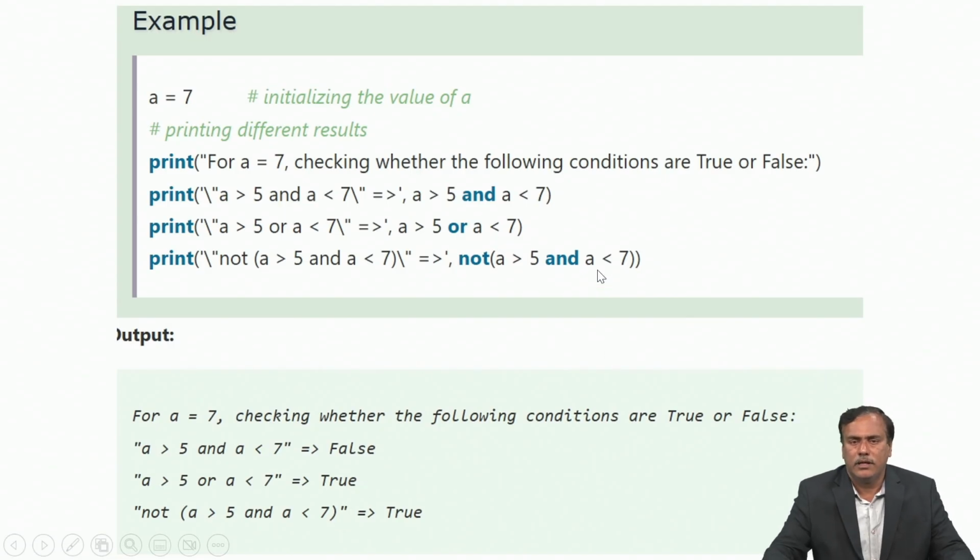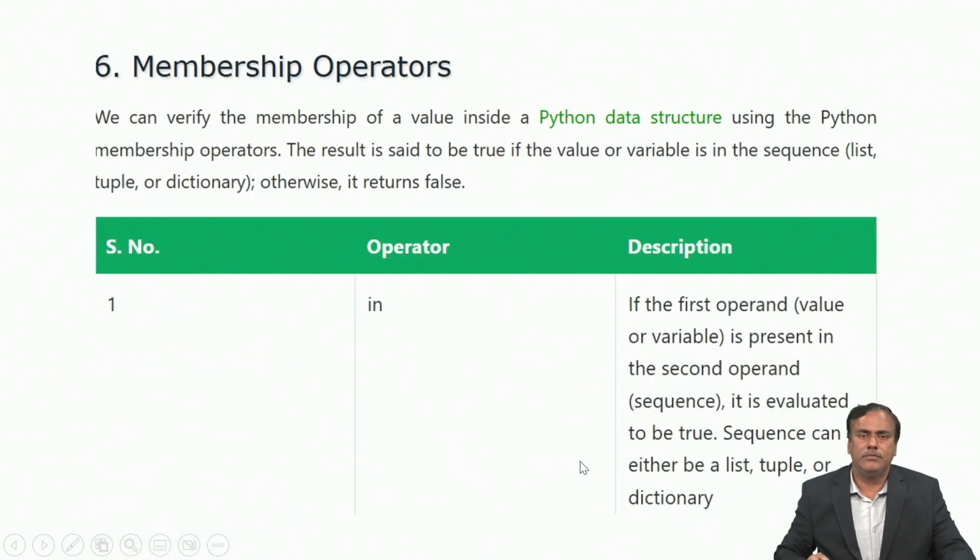And then, a is greater than 5 and a is greater than 7. In the first, this one you have seen already, and its output is false. So NOT of false is true. That is the reason you have got the output as true. Moving on.